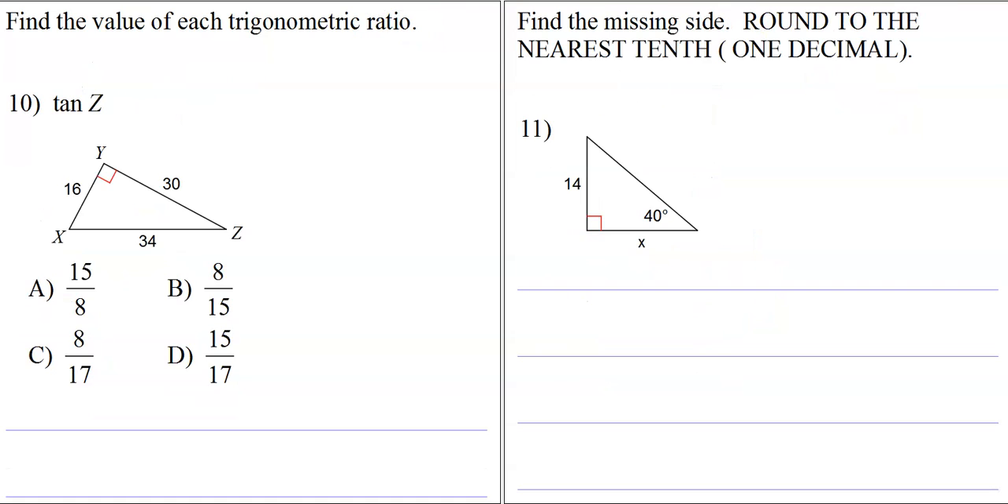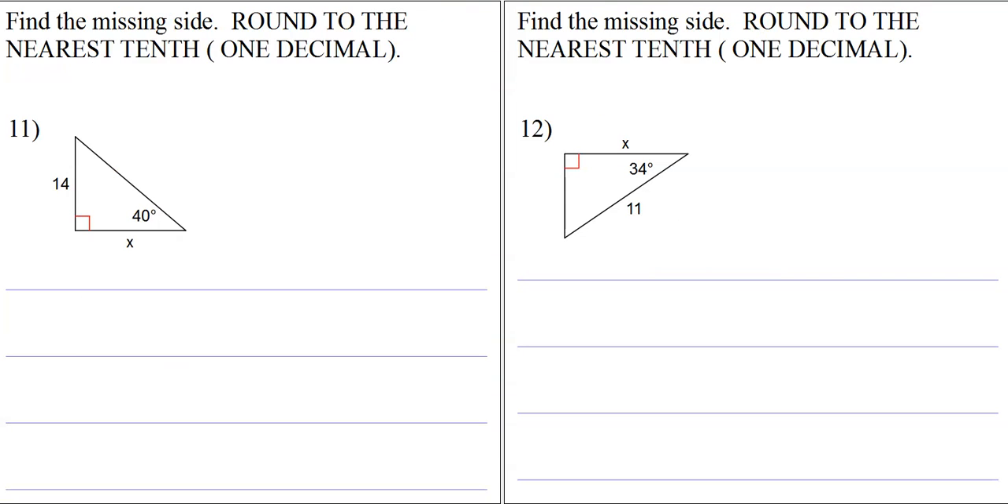Number 11 and 12, find the missing side. So now we've entered into section 8.4. If you're struggling with 8.4, watch these two examples. So first step is, I'm going to kind of write these down. Step 1, put your guy on the angle. So they give me 40 degrees, that's where my guy goes.